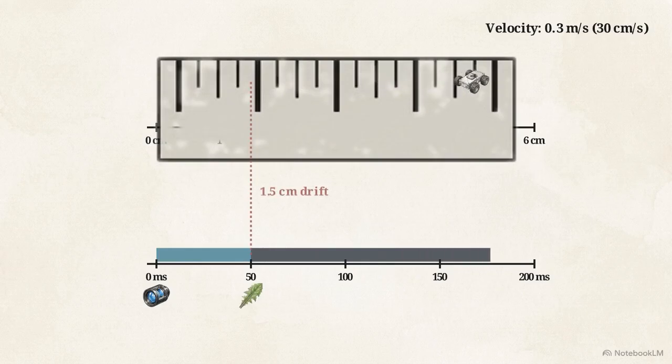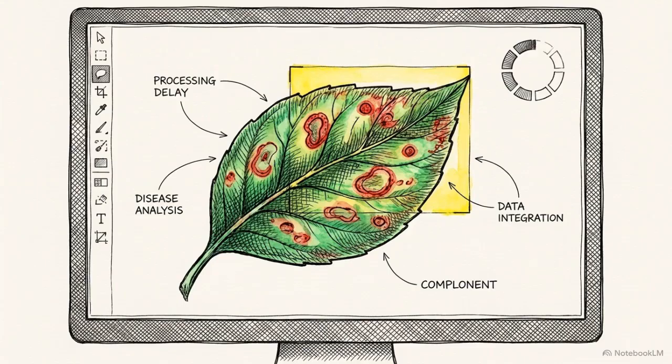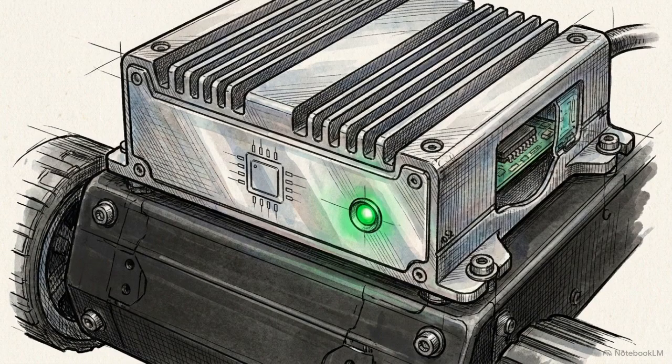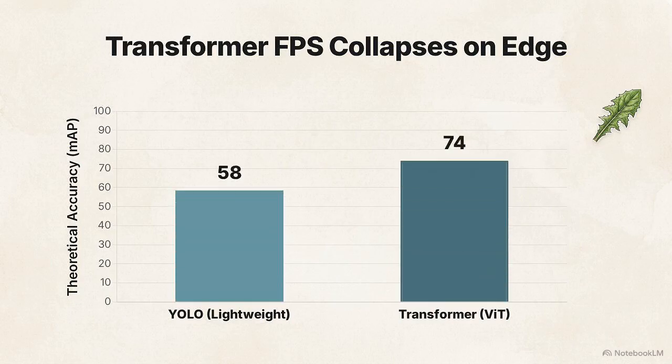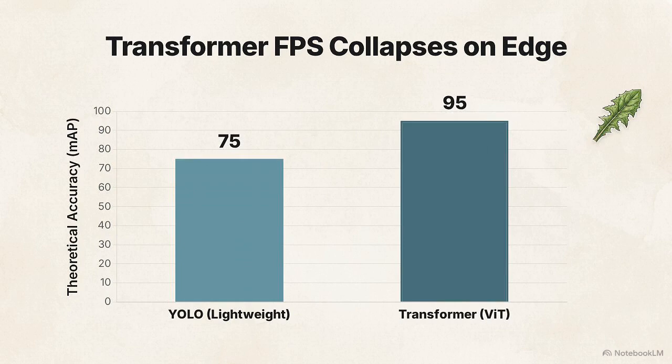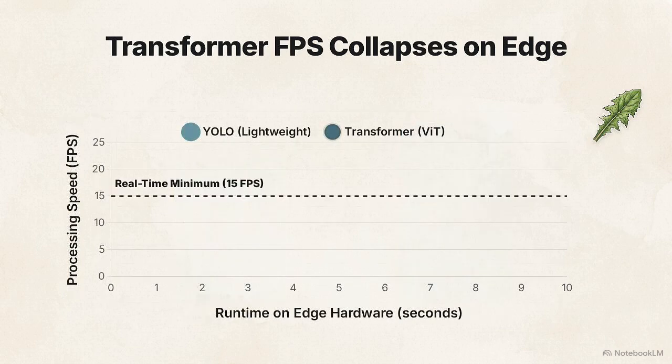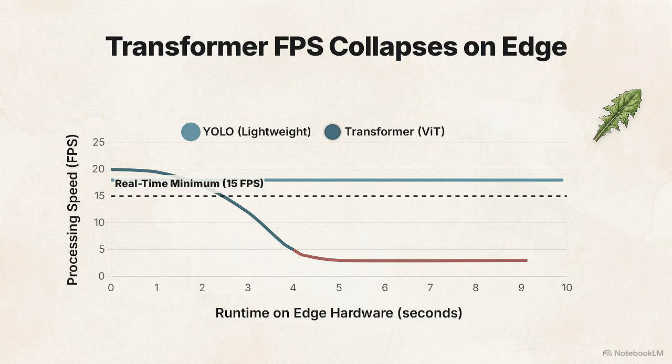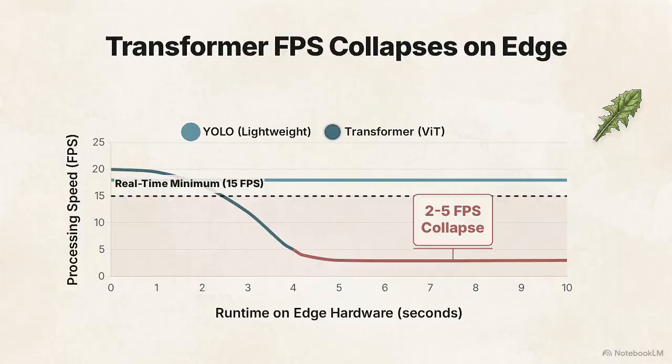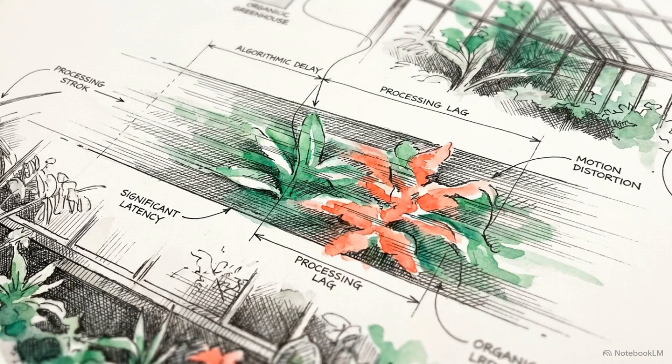Next is step 2, edge inference. Processing that image and drawing a bounding box around a disease cluster on low-power edge hardware takes 50 to 140 milliseconds. This requires a lightweight YOLO architecture, operating at 10 to 20 frames per second. Theoretical benchmarks often favor transformer-based models like ViT for their multimodal fusion capabilities. However, on edge hardware like the Jetson Xavier NX, their frame rate collapses to between 2 and 5 frames per second. That heavy architecture incurs an algorithmic delay ranging from 200 to 500 milliseconds.